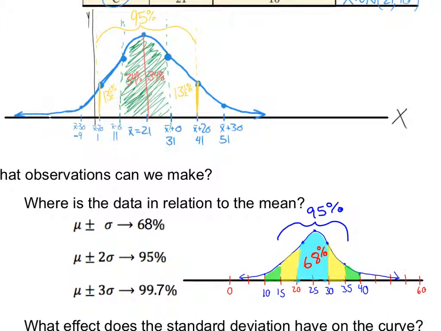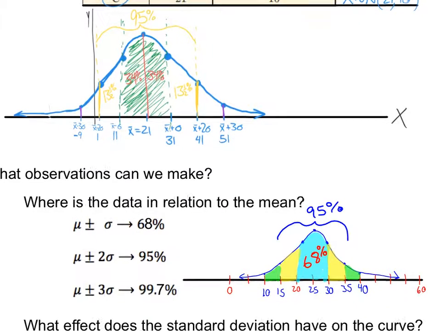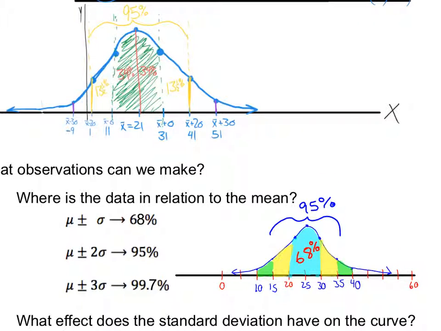And then finally, we have the third standard deviation. If we go all the way out to the third standard deviation, as you can see down here, the mean plus or minus 3 standard deviations is 99.7%. So what that means here is that 99.7% of our data lies between -9 and 51.